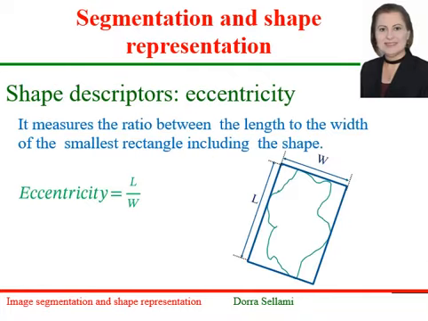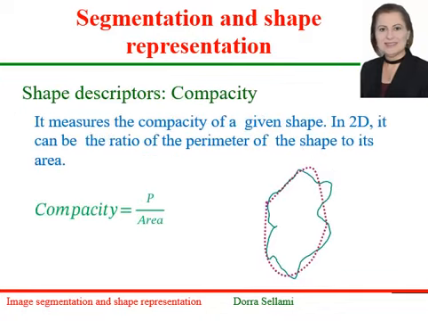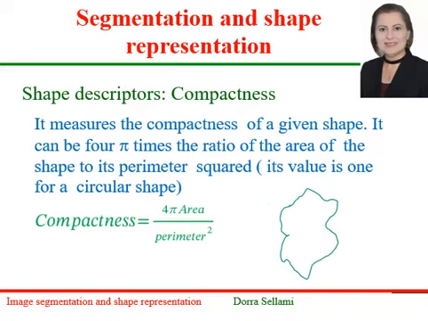Another shape descriptor is the eccentricity, which measures the ratio between the length to the width of the smallest rectangle including the shape, as illustrated in the figure below. Compacity measures the compacity of a given shape. In 2D, it can be the ratio of the perimeter of the shape to its area. Compactness measures the compactness of a given shape. It can be 4π times the ratio of the area of the shape to its perimeter squared. Its value is 1 for a circular shape. It is given by this equation.